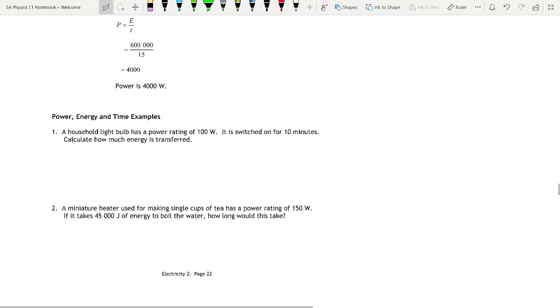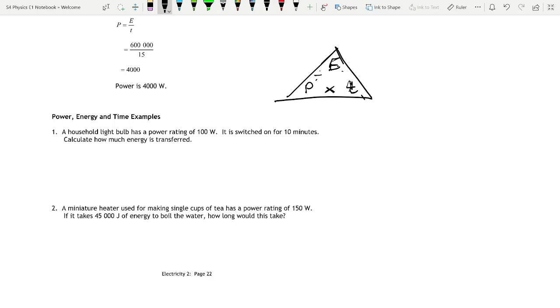So these two examples at the bottom, numbers 1 and 2, are calculating things other than power in that equation. If you like triangles, you can draw one. So power, energy, and time. Well, that's an E at the top. So energy at the top, power and time at the bottom. So have a go at examples 1 and 2. Remember, you need to change things into seconds before you put them into the equation.